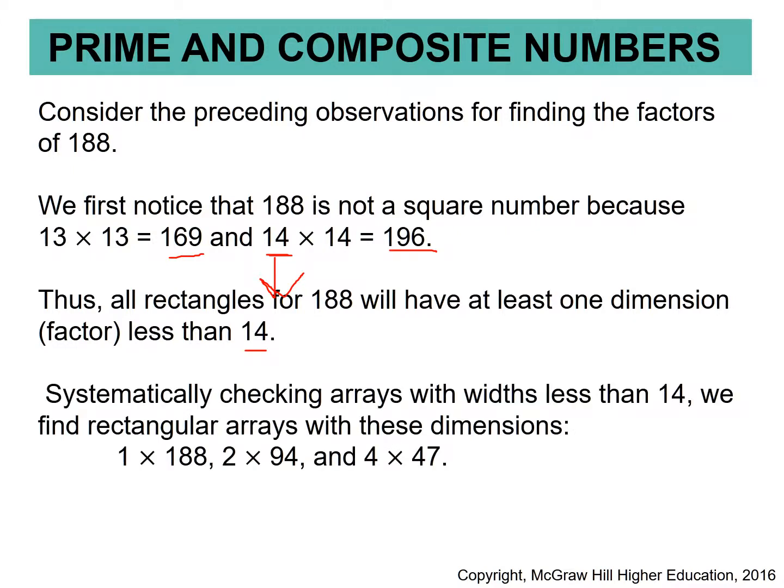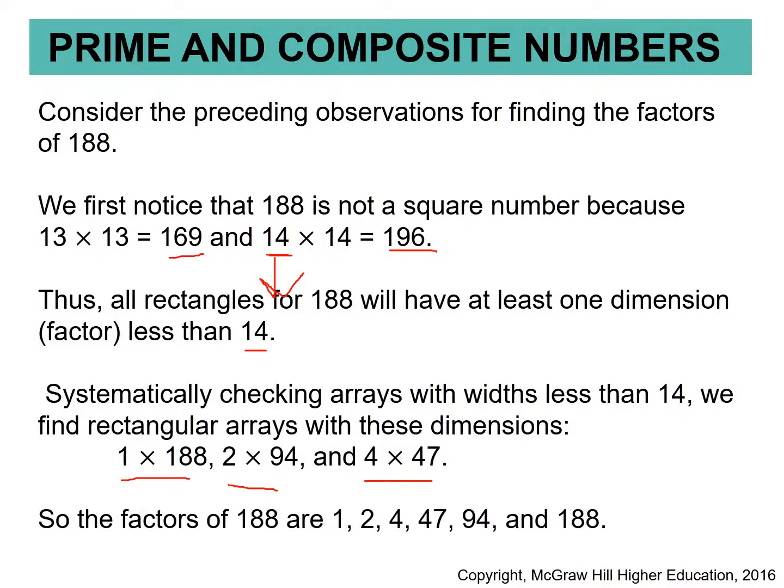So then if I check, I find that there's a rectangular array that's 1 by 188, a 2 by 94, and a 4 by 47. Since those are the only rectangular arrays, then each of these numbers, 1, 2, 4, 47, 94, and 188, are all factors of 188.